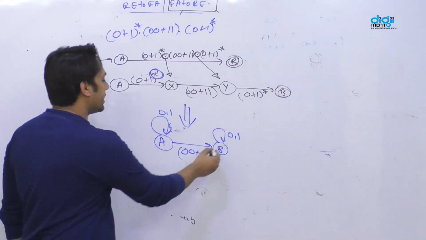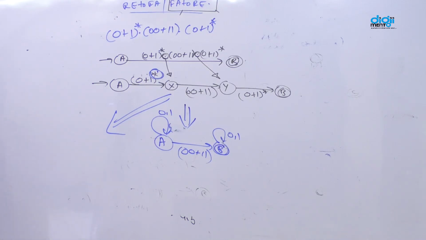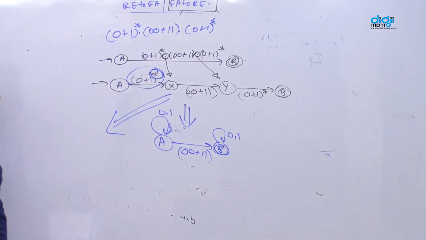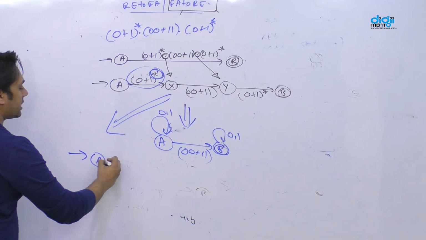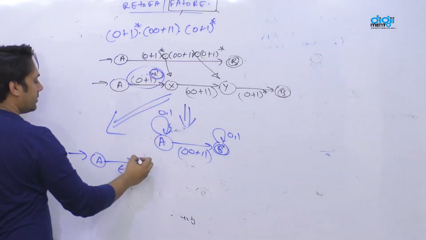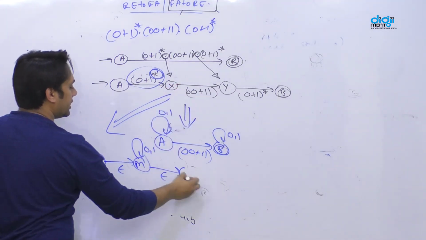Or the second method also, if you can't directly go from here, so the second way also what you can do is you can use epsilon transitions. So you have to use this loop. For this loop you can use epsilon transitions. So you can introduce a new state: from A, I can go on epsilon to some state M, and on this M I have this loop 0,1. Again I get an epsilon, then I can go to the state X.